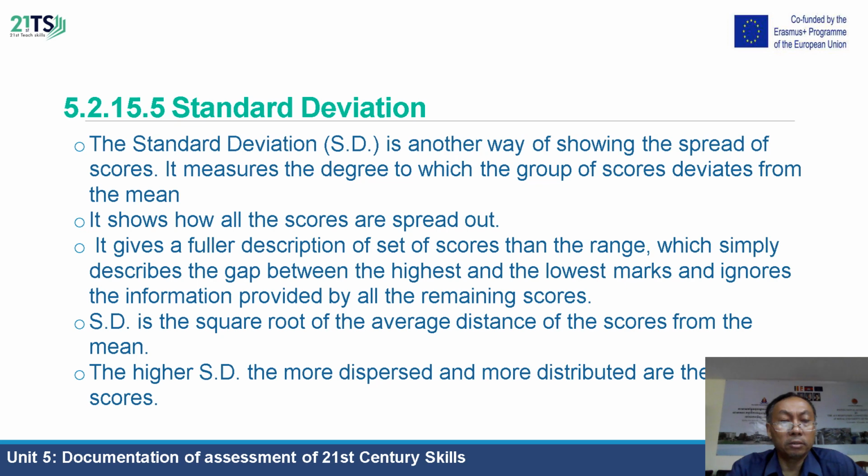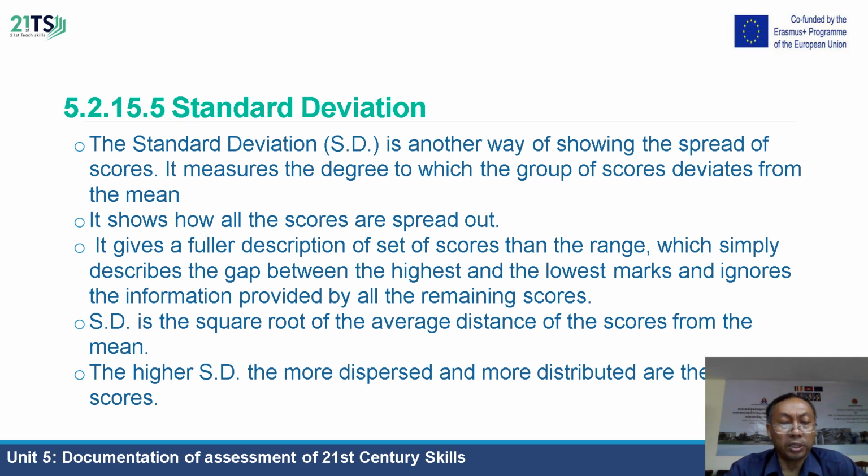Standard deviation. The standard deviation is another way of showing the spread of scores. It measures the degree to which the group of scores deviates from the mean. It shows how all the scores are spread out. It gives a fuller description of a set of scores than the range, which simply describes the gap between the highest and the lowest marks and ignores the information provided by all the remaining scores.